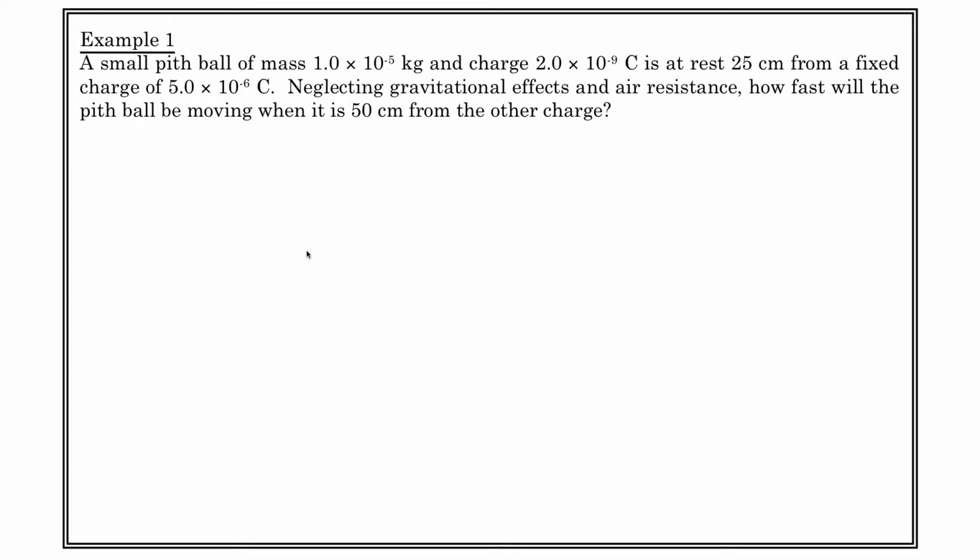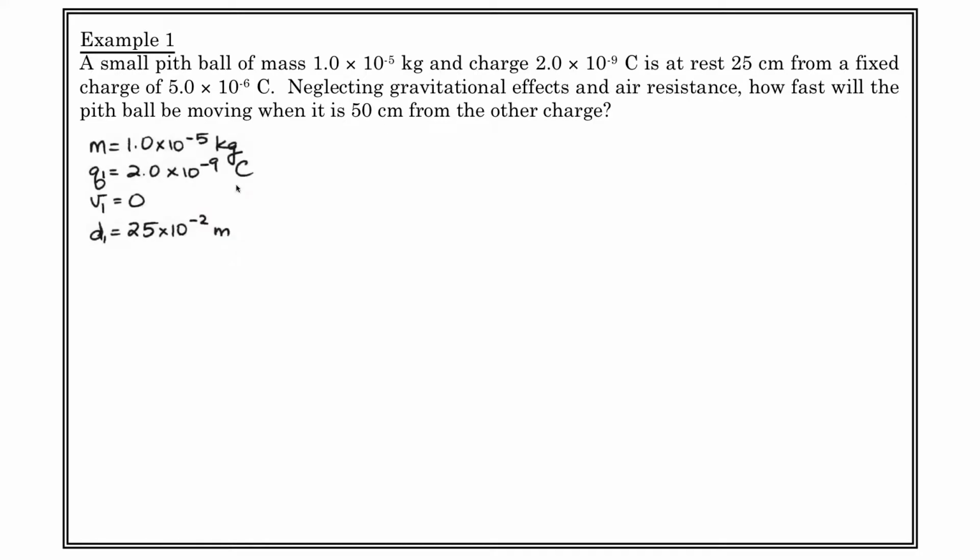Now that we have that, we can do a whole bunch of stuff with it. Here's a small pith ball with a mass of 1.0 times 10 to the minus 5 kilograms and a charge of 2.0 times 10 to the minus 9 coulombs, at rest 25 centimeters away from a fixed charge of 5.0 times 10 to the negative 6 coulombs. We're going to neglect gravitational effects and air resistance. How fast will the pith ball be moving when it's 50 centimeters from the other charge? It goes from 25 to 50, and we want to know what speed it has at 50.